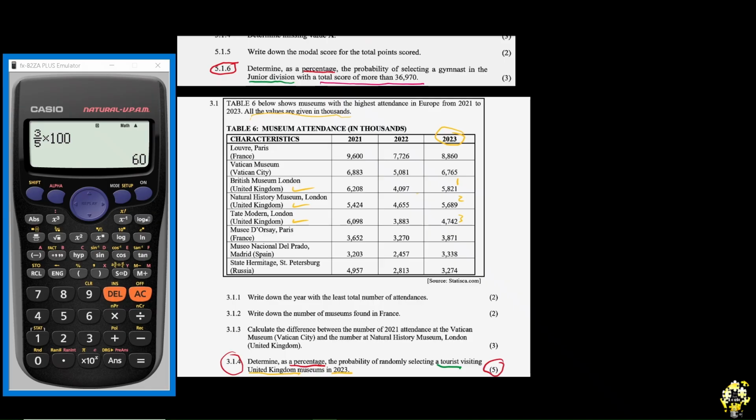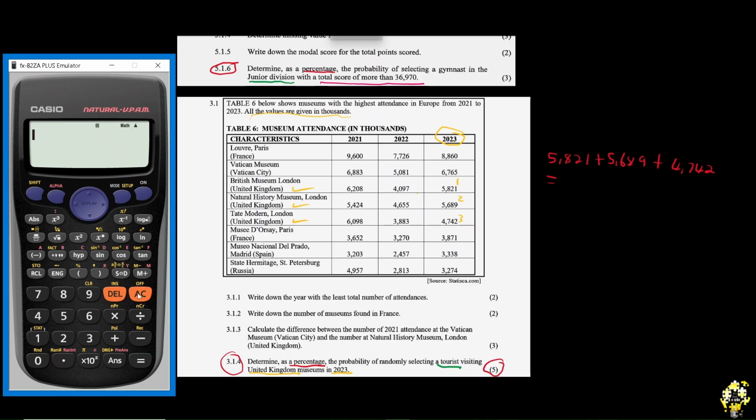So first, what is favorable, it's the ones which are in the United Kingdom, such as 5.821 plus 5.689 plus, okay, it's not 5, this one, 4.742. What does this give us?